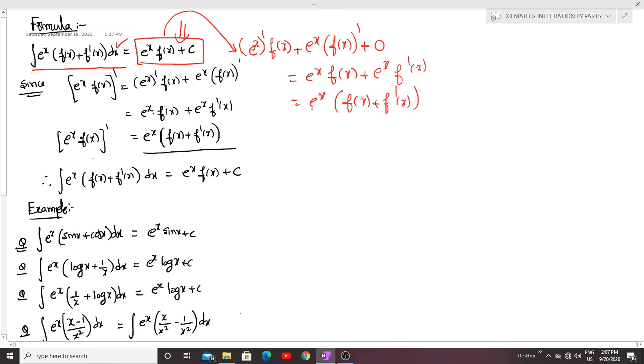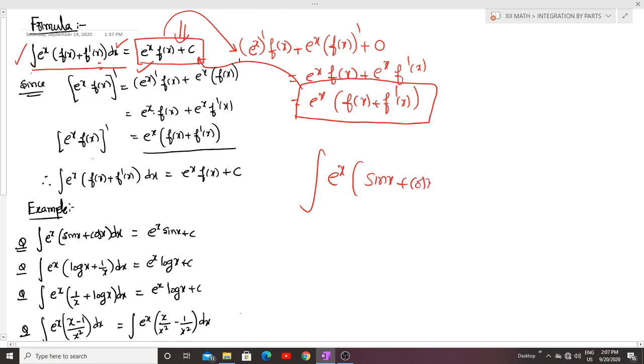If the format e power x into f of x plus f dash of x is there, it is the derivative of this one, right? That means the integration of this will be e power x into f of x plus c. That means no need to apply by parts here. For example, if it is e power x into sin x plus cos x into dx, see, it is also exponential into trigonometric. It would be a quite long question, but no need to do that, because sin x's derivative is cos x. So the answer is e power x into sin x plus c. Because if this is f of x, this is f dash of x, the answer is e power x into f of x plus c. Hope you are getting it.